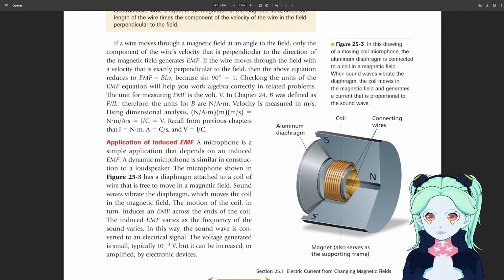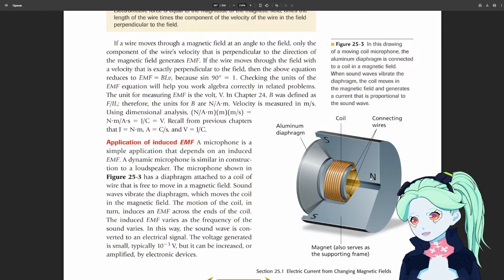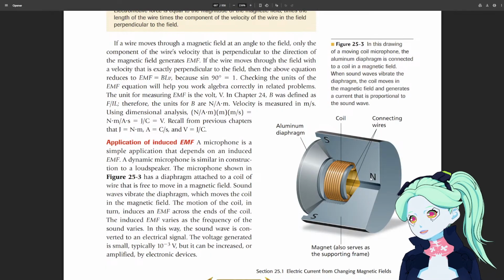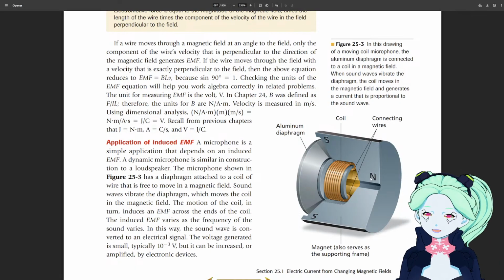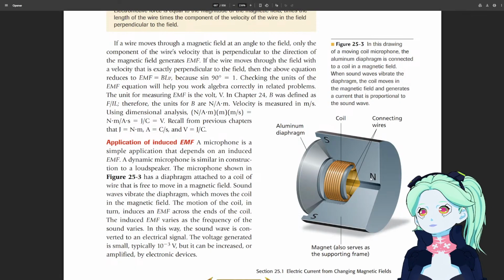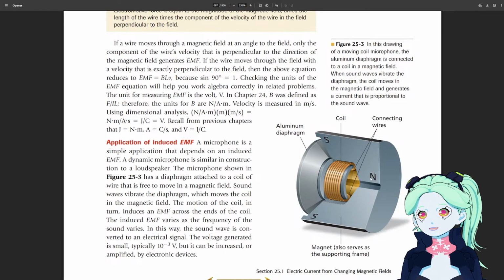What happens in a rotating generator? Now picture the coil rotating between magnets. When the coil turns, sometimes the wire moves across the magnetic field strongly, sometimes they move parallel to the field.